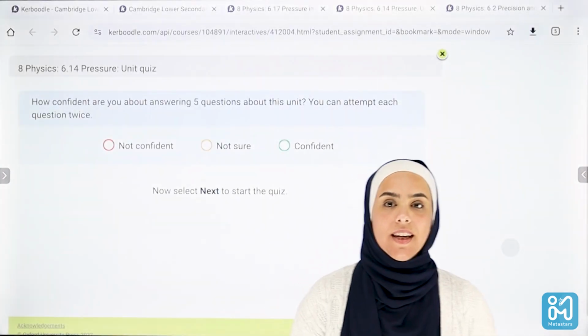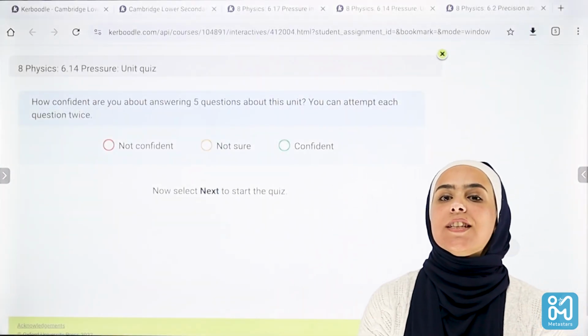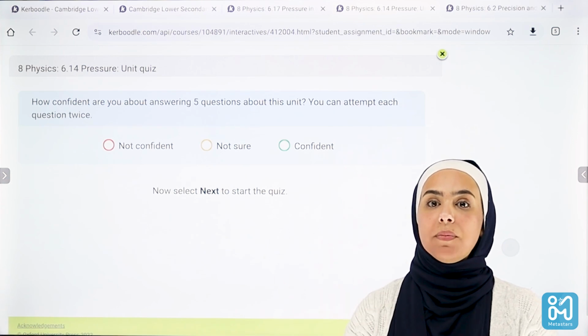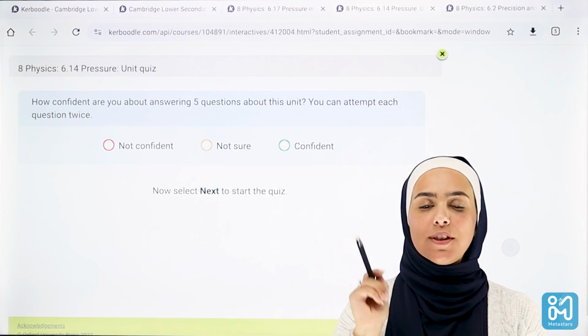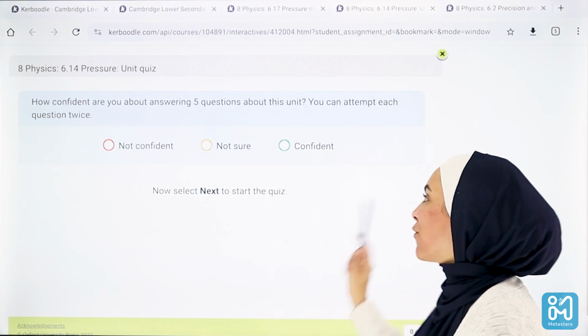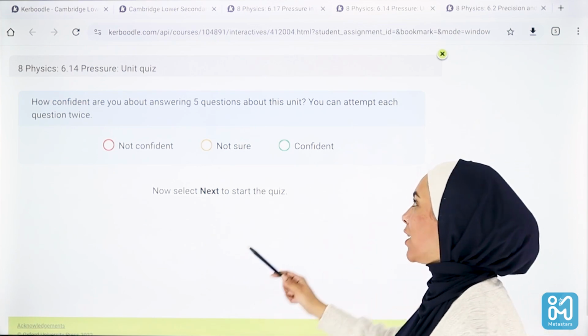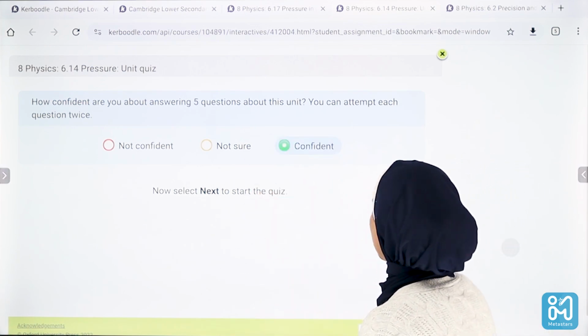Okay, now, after illustrating the pressure, what does it mean? How are we going to calculate it? Let's test ourselves using this quiz. Let's start. Of course, as usual, we are confident about solving the quiz. Next.